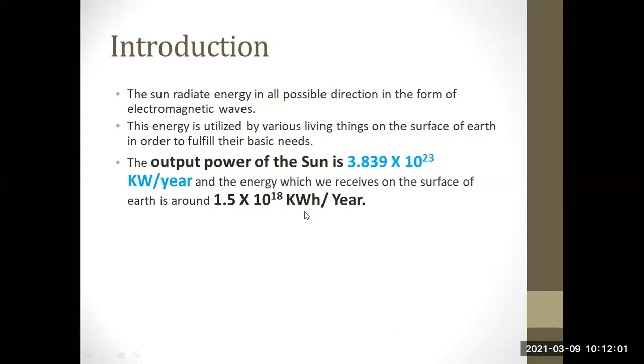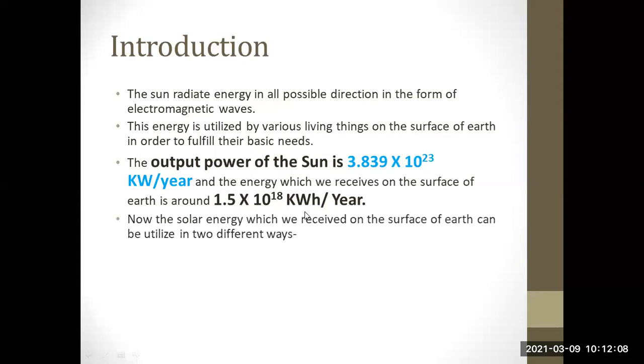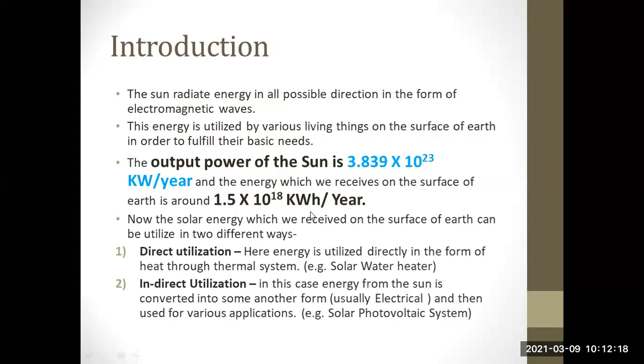So how to utilize this energy? That means what we are going to do with the help of this energy. Basically, whatever energy we receive from the sun on the surface of earth, we are going to utilize in two different aspects. Number one is direct utilization, and the second one is indirect utilization.